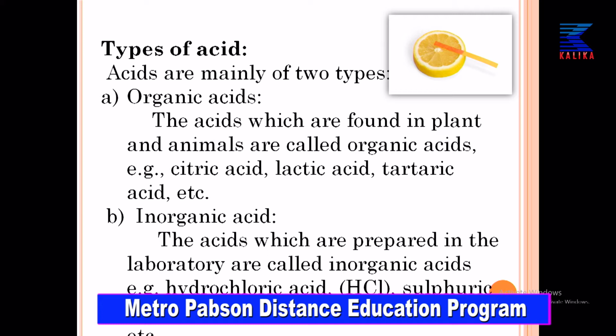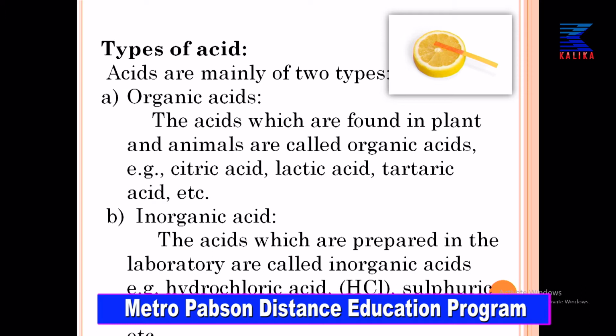For example, you can see citric acid, lactic acid, tartaric acid, ascorbic acid, formic acid. All citrus fruits like orange and lemon contain citric acid. In milk you can find lactic acid. Another example is the nettle. When we touch the nettle, we feel a burning sensation due to the presence of methanoic or formic acid in the nettle.